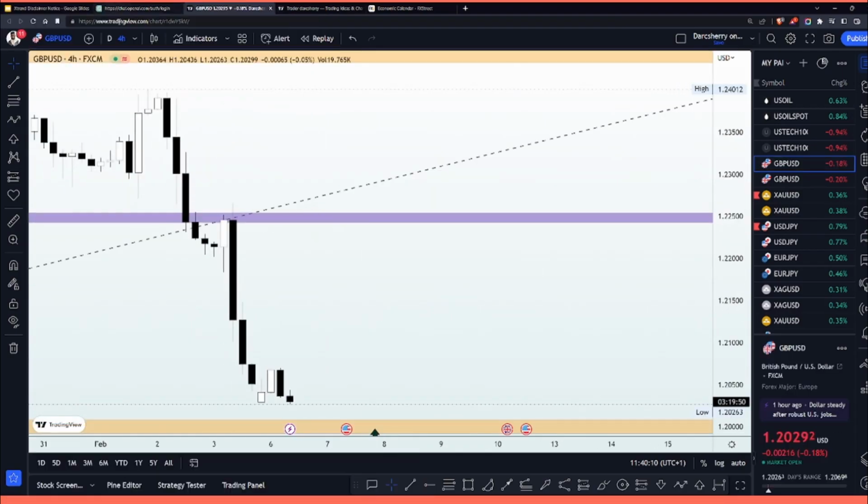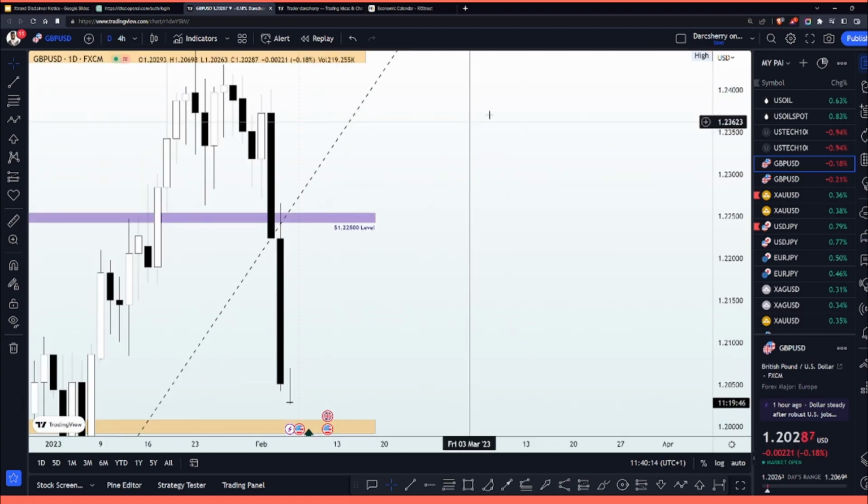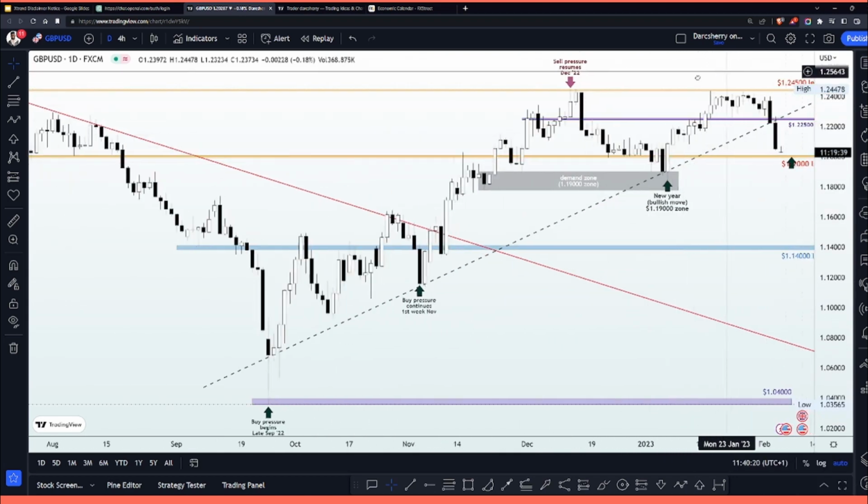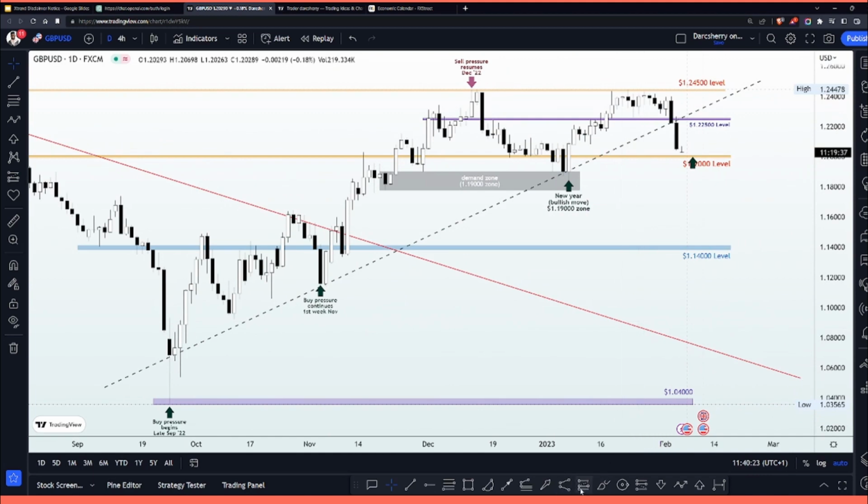So on the GBPUSD, we were on a very profitable trade last week following the NFP. Remember, we had this bullish trend line identified and we were part of this breakdown of that bullish trend line here right around the 1.22500 level to give us a signal of a strong bearish momentum.